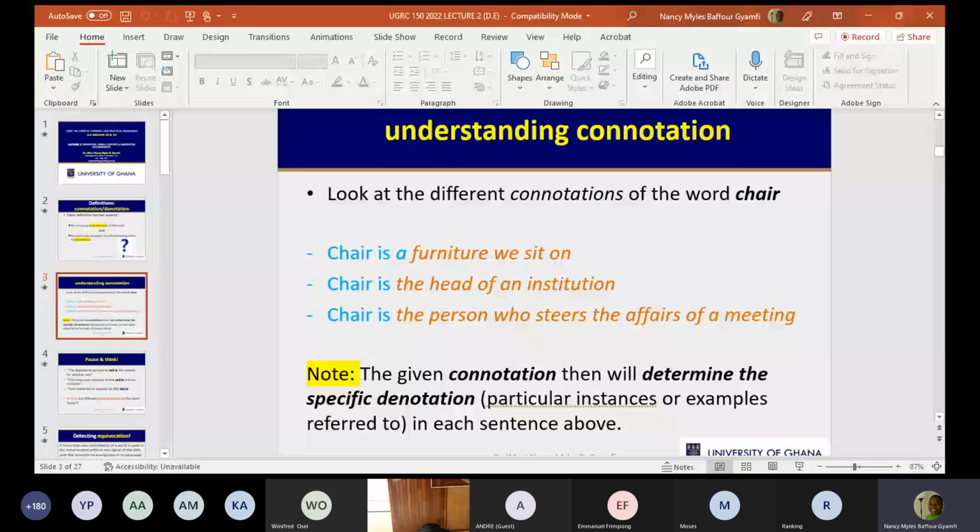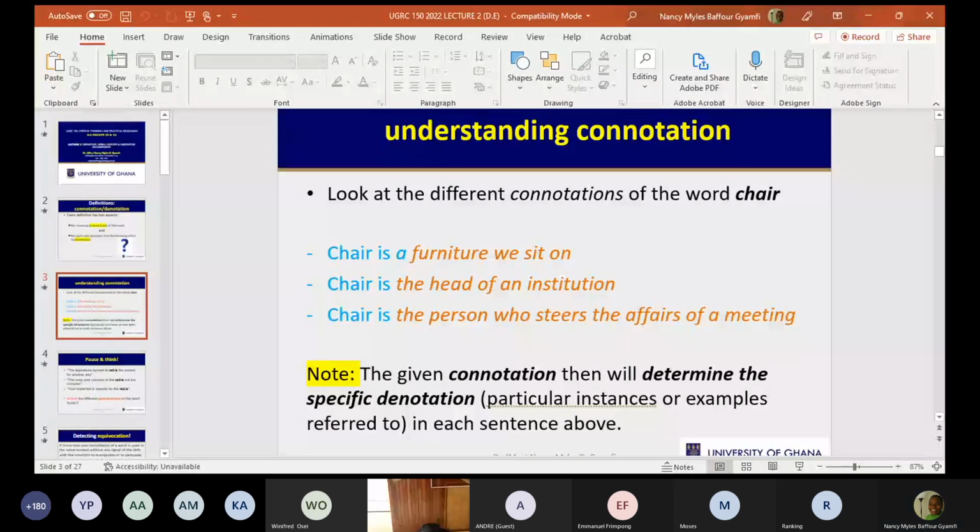The head of an institution, then its denotation will change immediately. What it refers to will also change immediately. That's the point. So it will move from chair as what? The one I'm sitting on, the one you are sitting on. Now it will move to chair as what? EC chair, Electoral Commission chair.